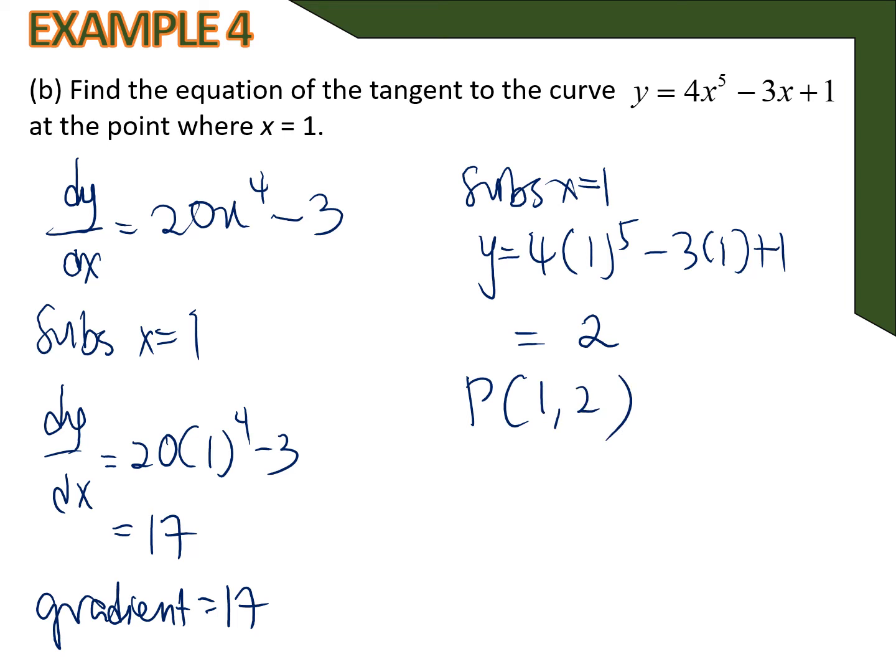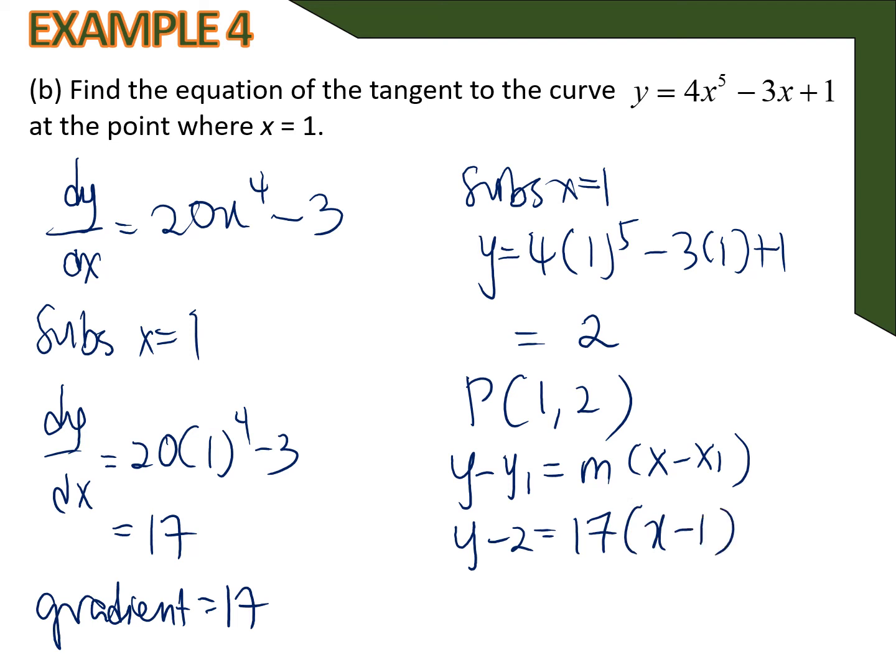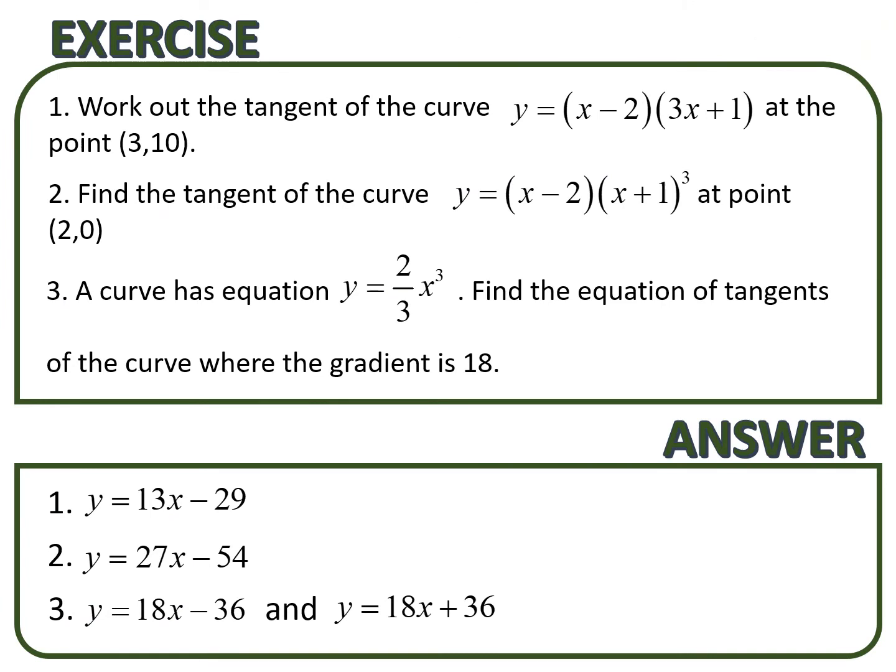So we substitute into y minus y1 equals m(x minus x1). So we will have y minus 2 equals 17(x minus 1). Y equals 17x minus 15. So this is the equation of our tangent. So again, please try this exercise and check the answer.